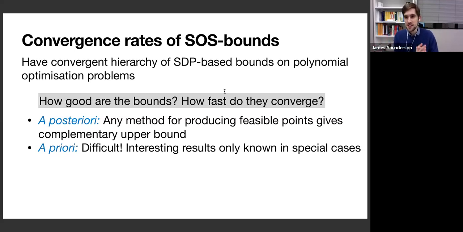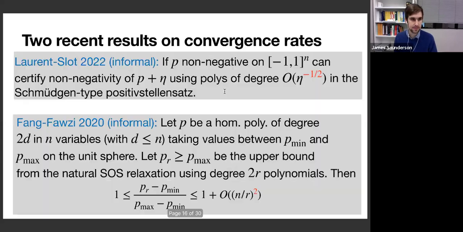But from the point of view of theorems, what we really want is a priori results. We want to say for this class of problems, it's always true that these bounds converge at a certain rate. In general, this is super difficult, it seems. But there are some interesting results emerging, at least in some special cases. So I just want to give you two such pretty recent results that now we have the tools to at least understand the informal statements of.